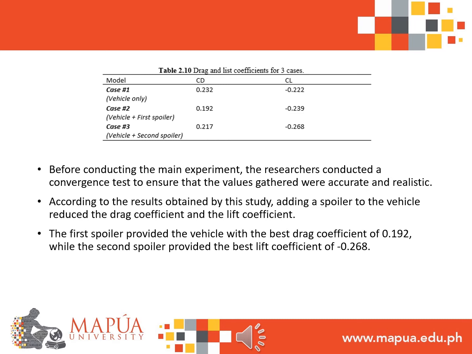Before conducting the main experiment, the researchers conducted a convergence test to ensure that the values gathered were accurate and realistic. According to the results obtained by this study, adding a spoiler to the vehicle reduced the drag coefficient and the lift coefficient. The first spoiler provided the vehicle with the best drag coefficient of 0.192, while the second spoiler provided the best lift coefficient of negative 0.268.